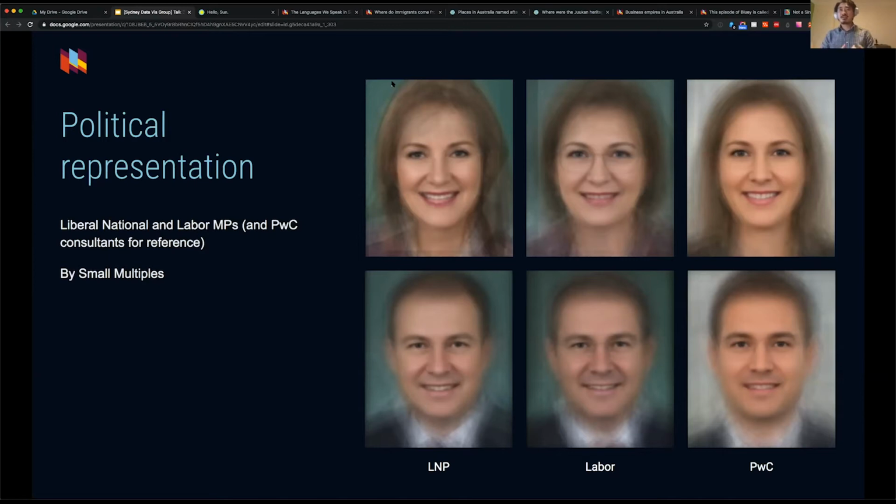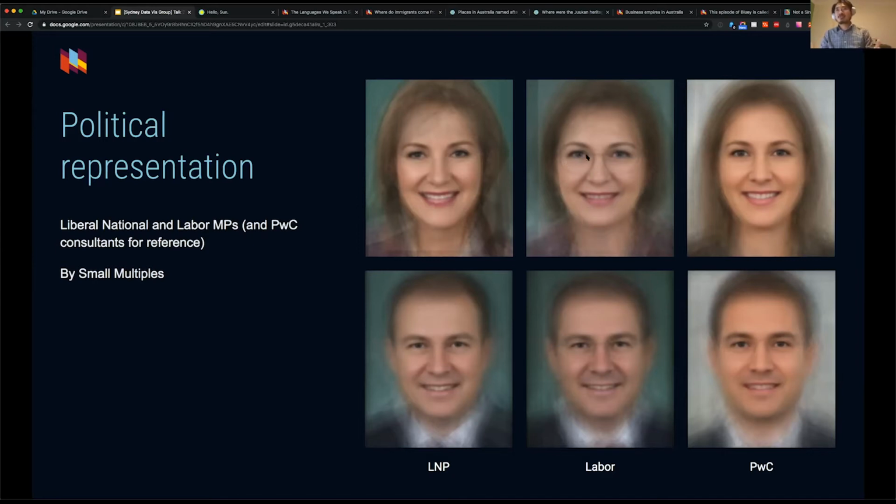So I did that, and the result showed me that there's a problem here. As diverse and multicultural as Australian society is, the people who represent us in Canberra are not diverse. They're usually of European or Anglo-Saxon background, and the difference between the LNP, the Liberal National Party, and Labor is not that different.